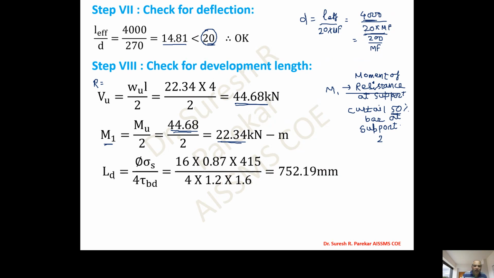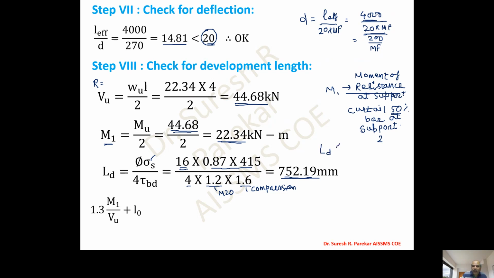And then we have the formula for development length, phi sigma s upon 4 tau bd. This is the required value of development length. So we have substituted 16, we have 0.87 into 415, this will be the stress in bar. 4, this is given 1.2, this is for M20, and 1.6 we have, that is for compression reaction, that is compression. And then we are going to get this value of Ld as 752.19, and we have to check it.